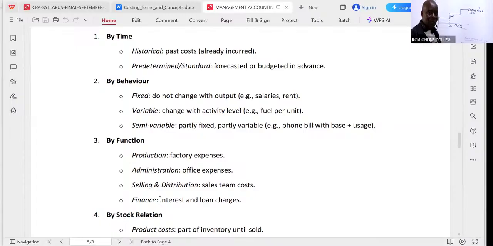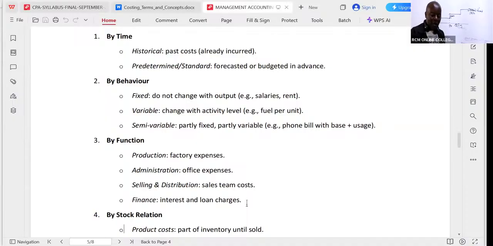Remember, this is interest. For those of you who did financial reporting with me last semester, finance is interest and any loan charges. Also, in terms of business functions, we shall also have some expenses that we shall call marketing costs for promoting our products and business outside there.